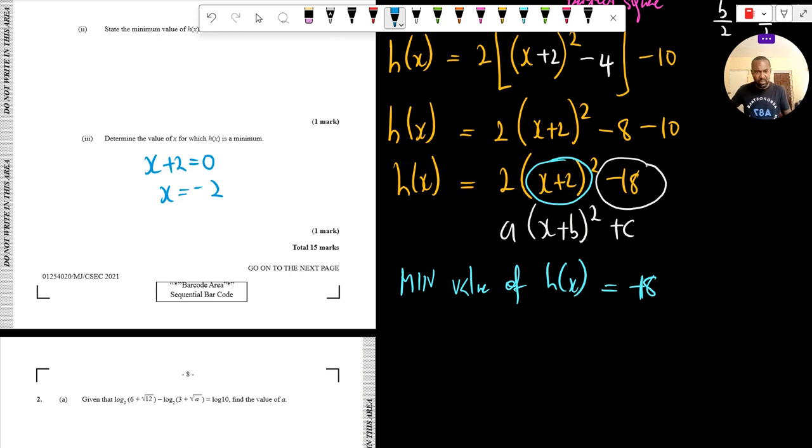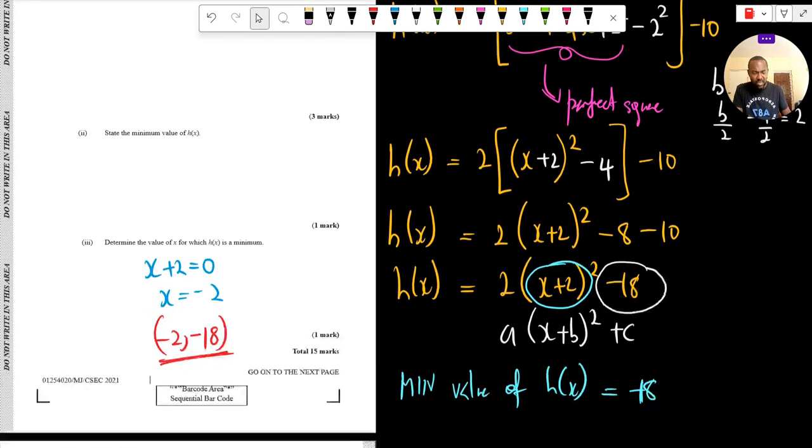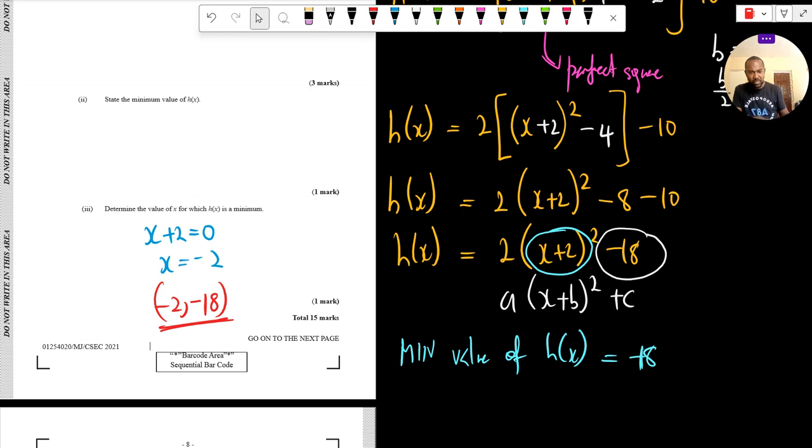And of course, it basically means that the turning point of this particular function is minus 2, minus 18. So that would be the turning point. So remember that once you complete the square of a quadratic, you should be able to read off the turning point, right? The y-coordinate is always a term outside by itself. And of course, the x-coordinate is the value which makes this expression inside the bracket equal to 0. Okay?